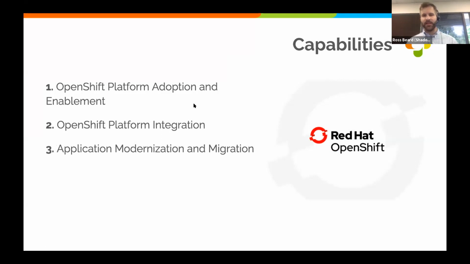Our capabilities, again, specifically focused on OpenShift, we really are in a sweet spot helping customers with adoption and enablement of the platform. Secondly, integration with the different components, which I'll dig into in a little bit later. And thirdly, application modernization and migration. So we see OpenShift as the platform to enable application modernization, particularly some of the Java applications that may be a little harder to move to the cloud. We can help you get those applications cloud ready using Red Hat OpenShift.